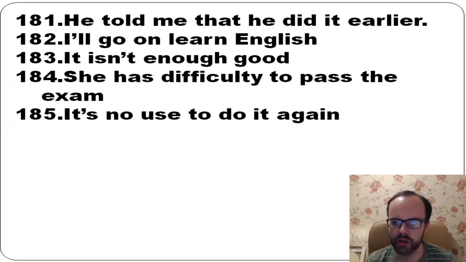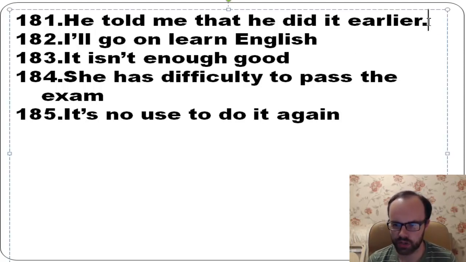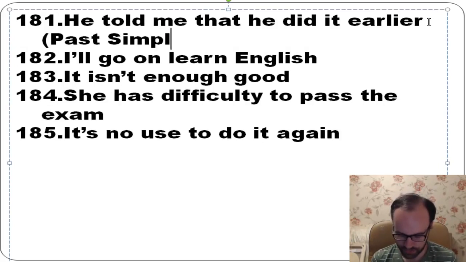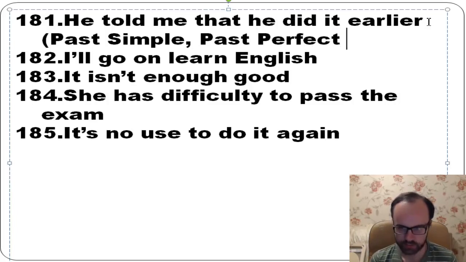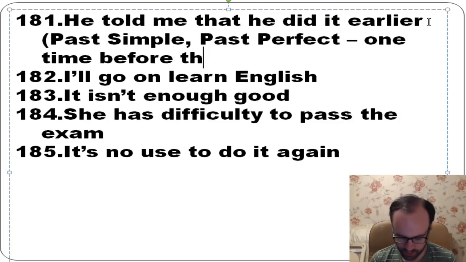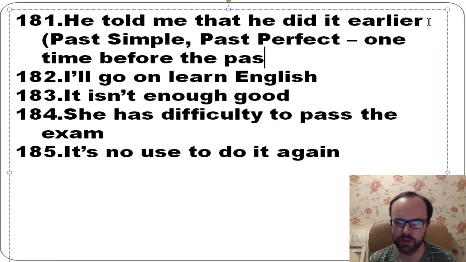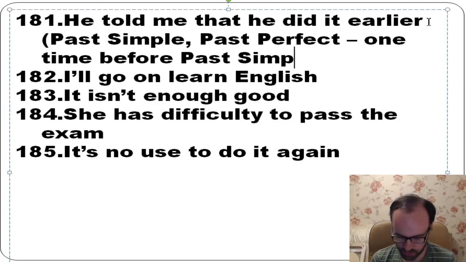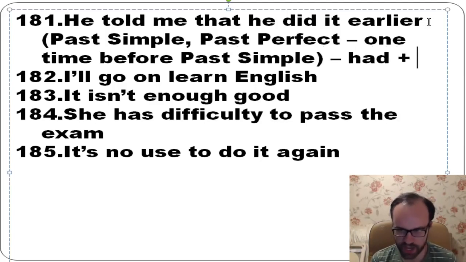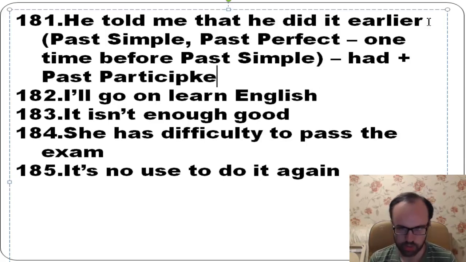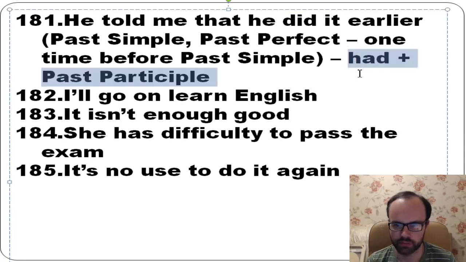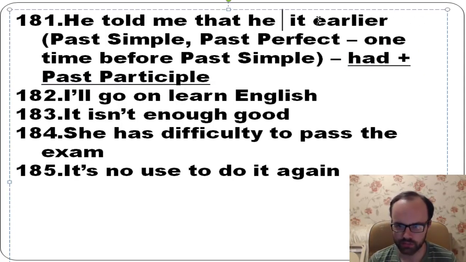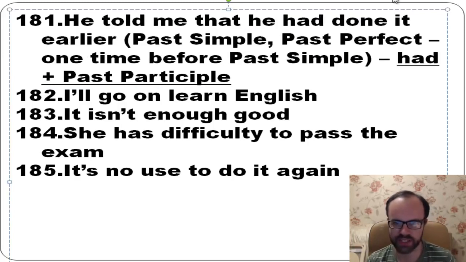He told me that he did it earlier. Look, he told me that he did it earlier. So first he did, and then he told me. So yeah, we have past simple. But the second action happened earlier. So we need to use past perfect. So it's one time before the past. It's the past, but one time before past simple, and we form it this way: had plus past participle, or the third form. He had done it earlier.